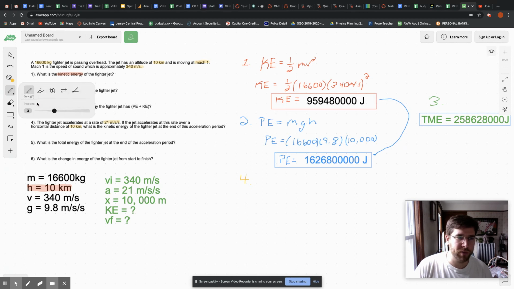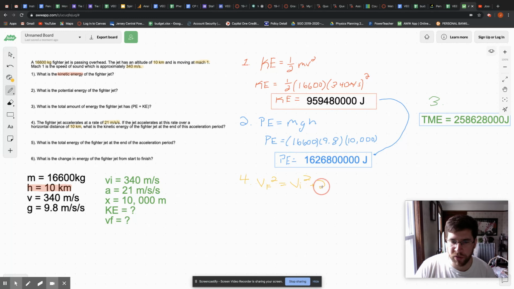So what am I going to do? I'm going to take a look at my notes and find what kinematics equation to use. Since I'm a physics teacher, I actually already know. We're going to use VF squared is equal to VI squared plus 2AX.